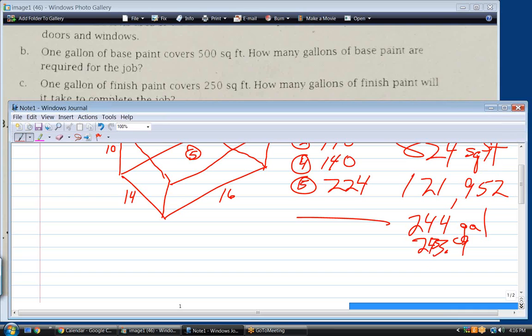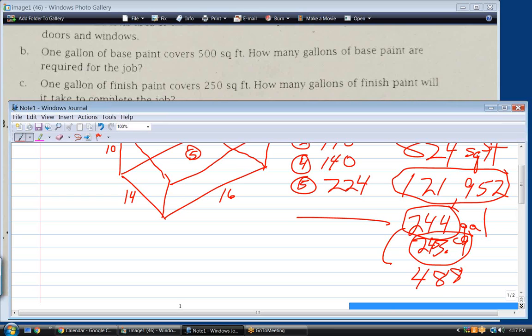Rather than taking this number and dividing it by 250, which is what we would normally do, it doesn't have to be twice as much. It has to be twice as much as this number, because we're dividing by a number that's half of 500. Okay. See why it has to be twice as much? So all I got to do is double that.